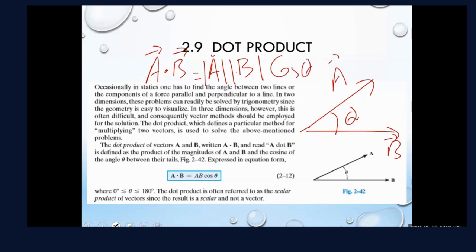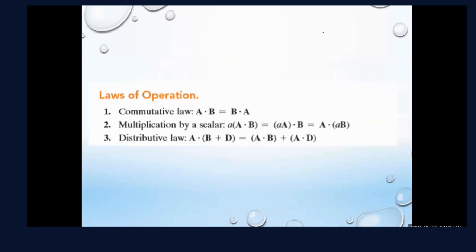So if I know the magnitudes of A and B, and if I know this side, I will tell you how you can calculate the angle. It's very easy, right? Before we go further, we know that A dot B is equal to B dot A. So it obeys the commutative law, right?